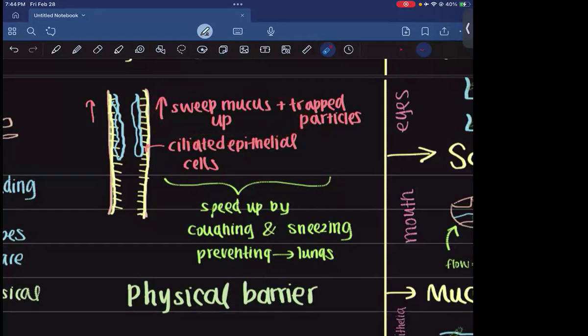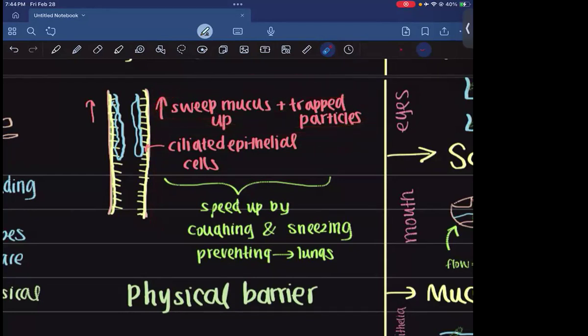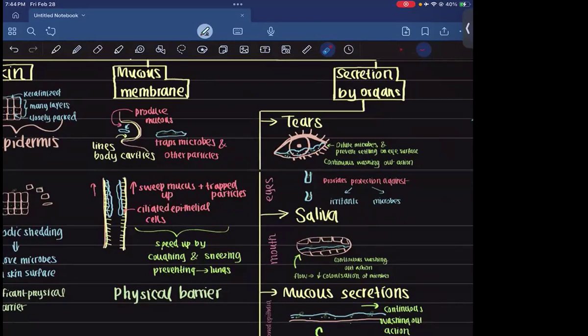But what is present in the mucus? In the mucus, you will have the trapped particles, foreign substances, and microorganisms. So when the cilia beat upwards, they sweep the mucus along with the trapped particles upwards, and therefore this prevents the microorganisms and foreign agents from entering your respiratory system. So the mucous membrane secretes mucus, which traps microorganisms and other particles.